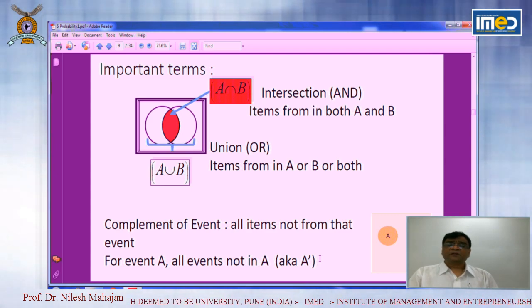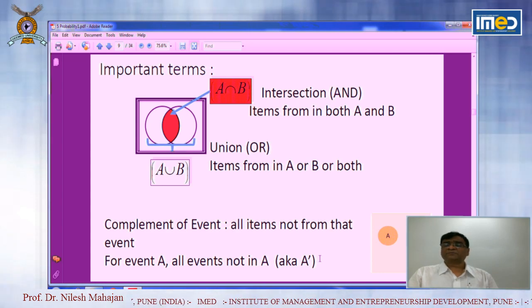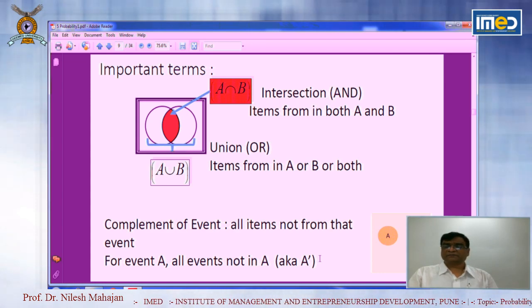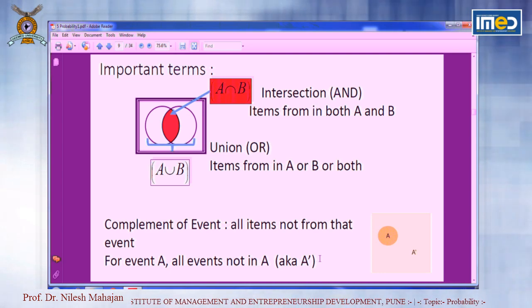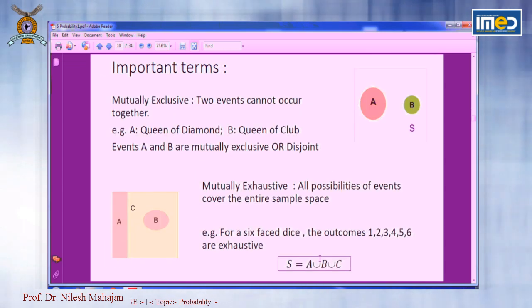The next definition is complement of an event. All items not in that event. It means in the universal set we consider A, but the remaining part is A dash. So for event A, all events not in A are called A complement.